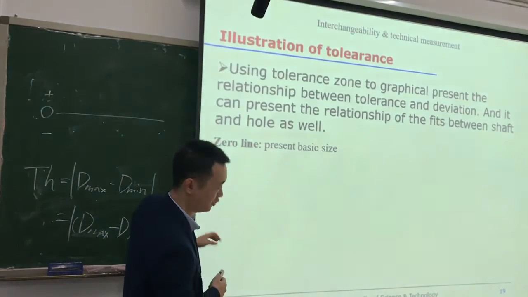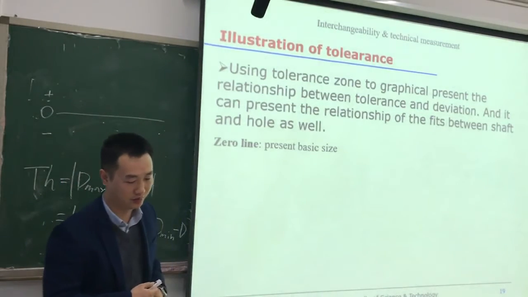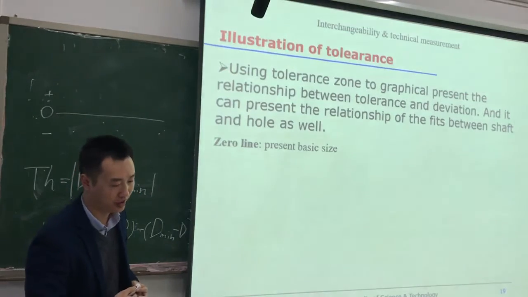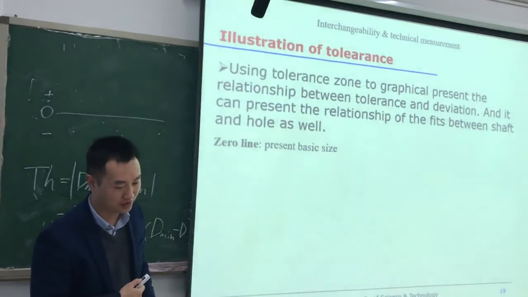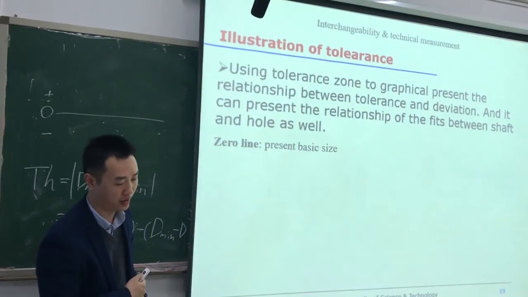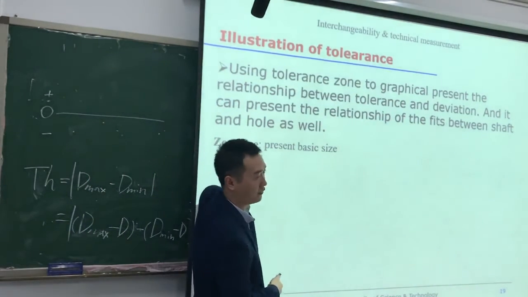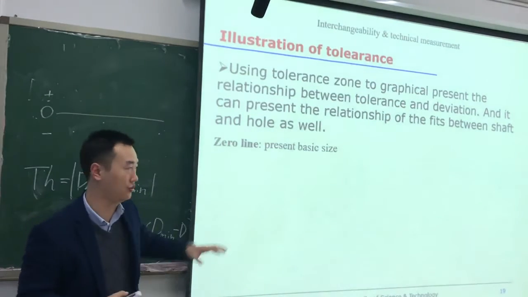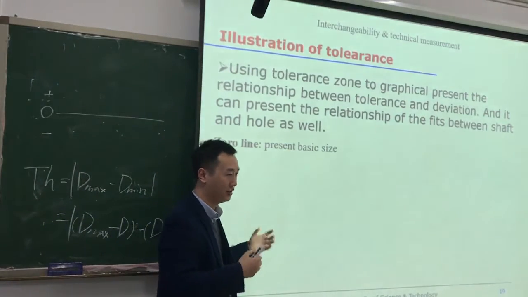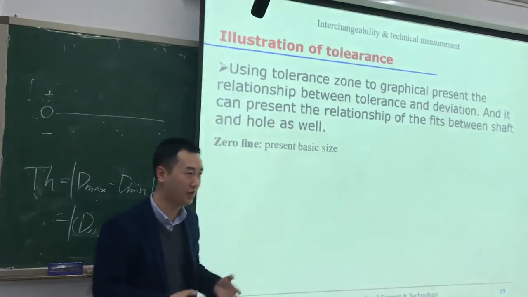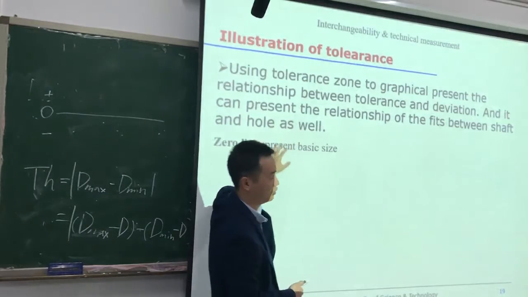So normally we will use the tolerance zone. It's a graphical presentation to show the relationship between the tolerance and the deviation. It can also present the relationship of the fit between shaft and the hole. So this graph is very important. You really need to know how to draw this graph, and it can help you understand the relationship between fits, limits, and stuff like the notation we just learned.